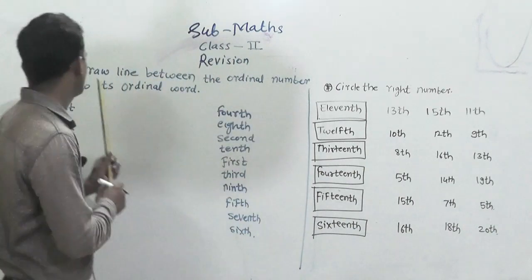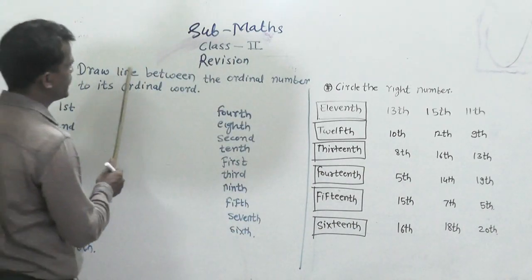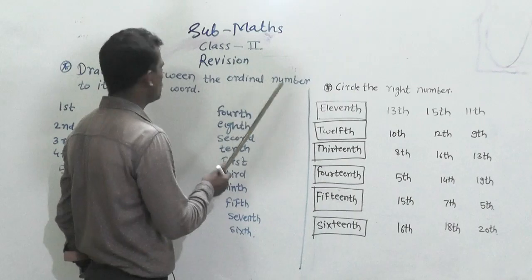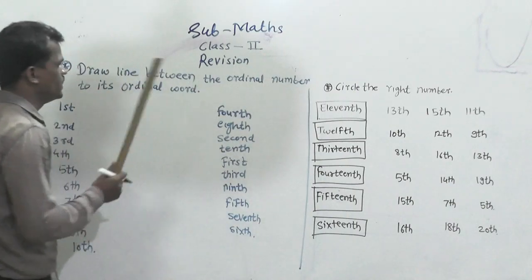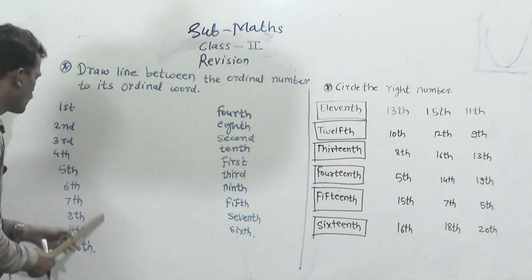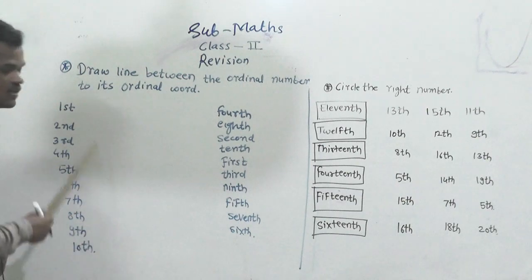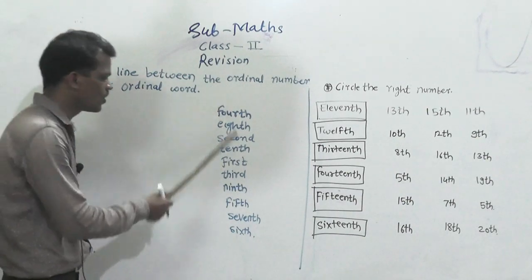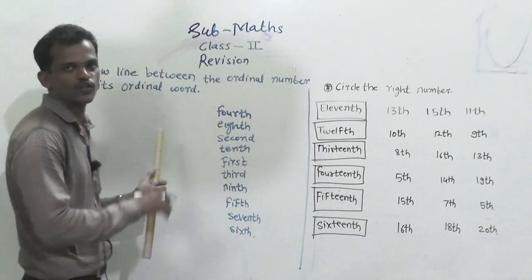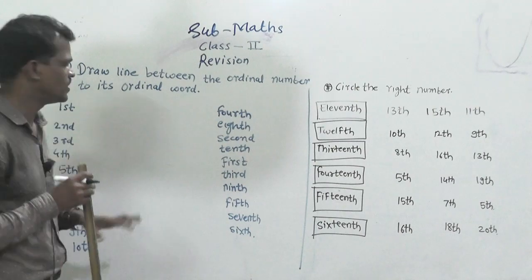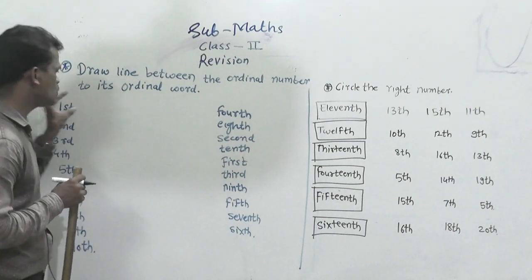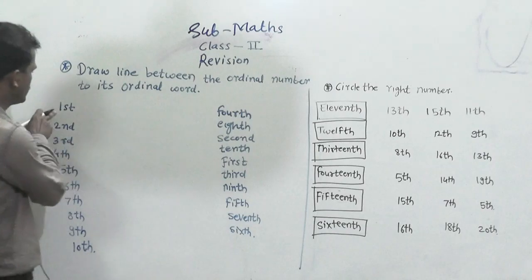Okay, so see the first question: draw line between the ordinal number to its ordinal word. So here ordinal number representation is given, and here ordinal word is given, and you have to match the representation to the correct word. Okay, so read this first.